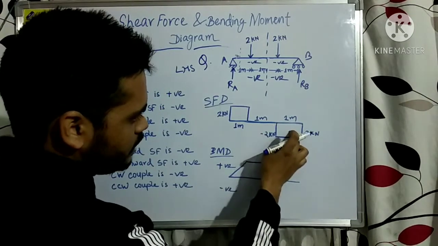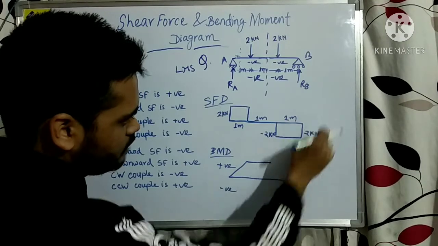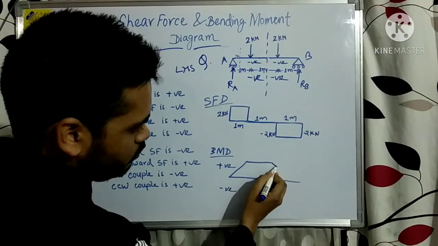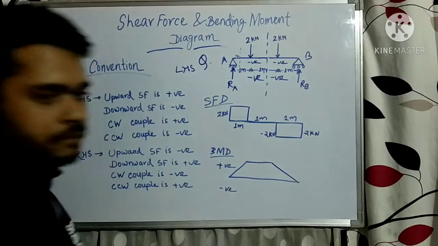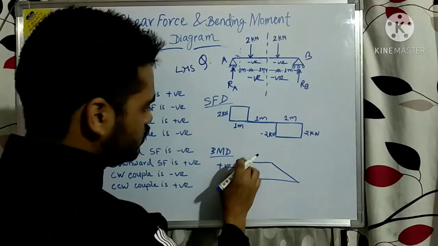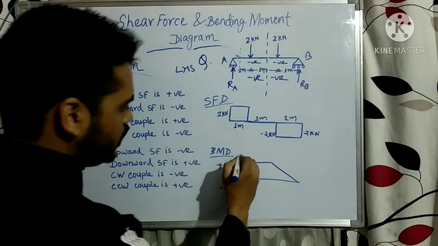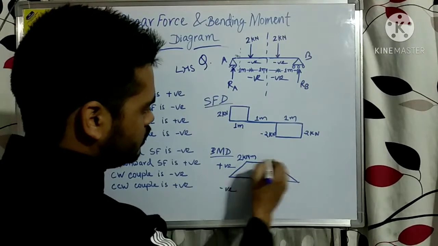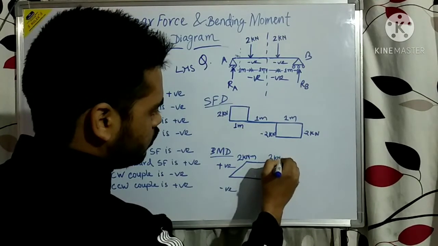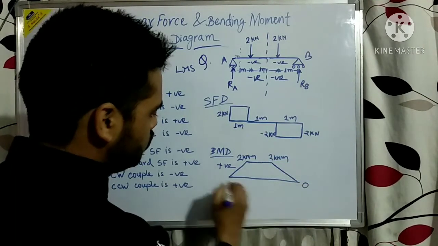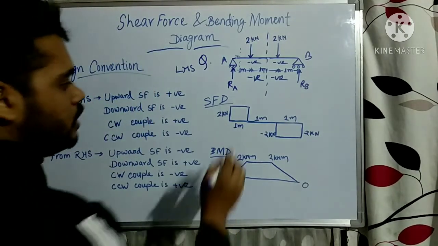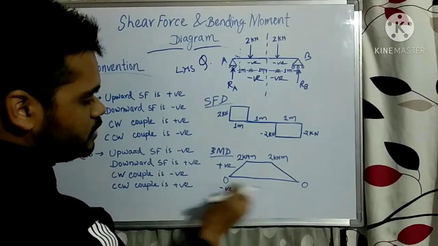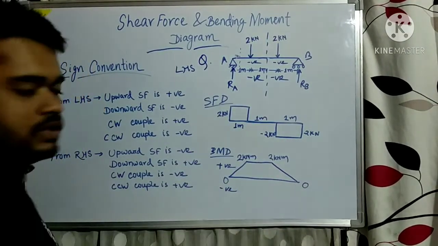As it is in the negative part of the neutral axis, this will go down and again it will be linear. This is 2 kilonewton meter, force into distance. Again this will continue at 2 kilonewton meter and finally it is 0. Remember, the bending moment at the ends, at the supports, will always be 0.